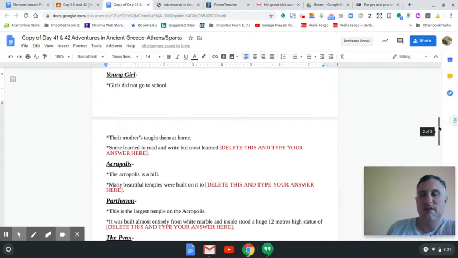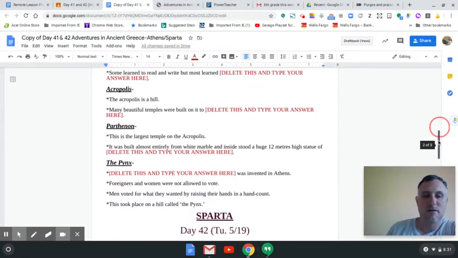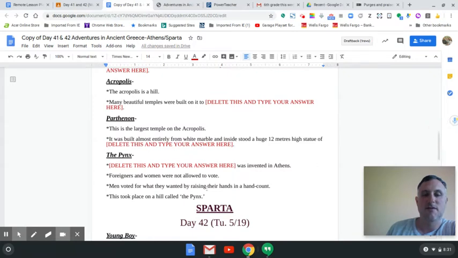It talks about mostly every part of daily life: boys, girls, parents, citizenship, I think, all the way down to here. So the suggestion is to get all of Athens done today. Sparta, you would start on Tuesday, unless you just want to knock this all out at once. And there's nothing wrong with knocking all of this out at once and then handing it in.